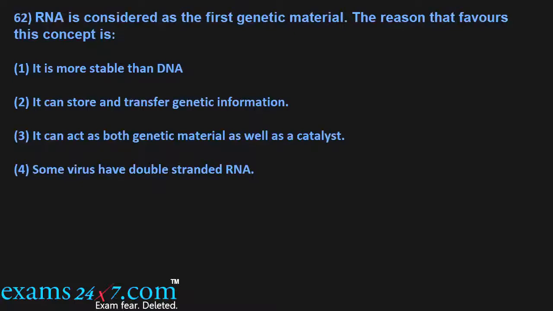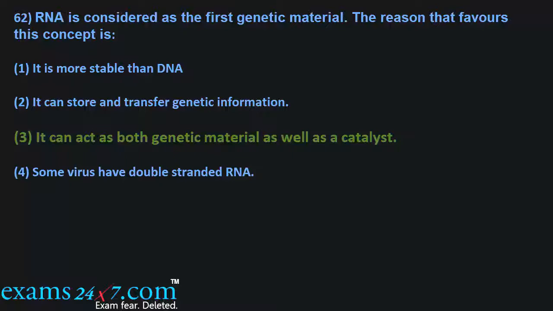RNA is considered as first genetic material. The reason that favors this concept is, so remember, during origin of life, we always say RNA's role is very important. It served as a first genetic material because it served 2 functions. One, as the genetic material. Second, also as enzyme. When we talk about enzymes, we know most of the enzymes are proteins, whereas exception is RNA enzymes or ribozymes. So thereby the option 3 is the answer. It says it can act as both genetic material as well as a catalyst.